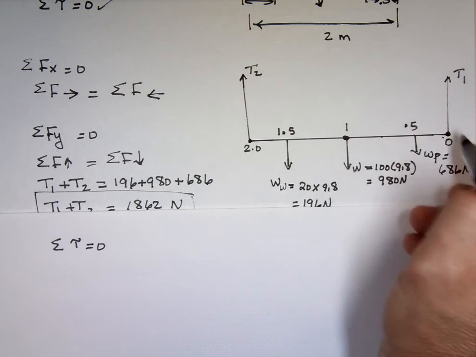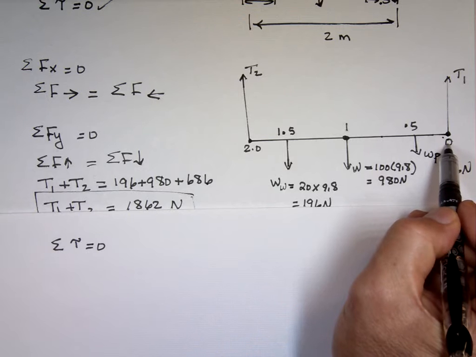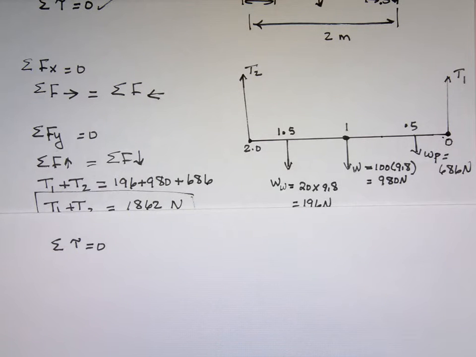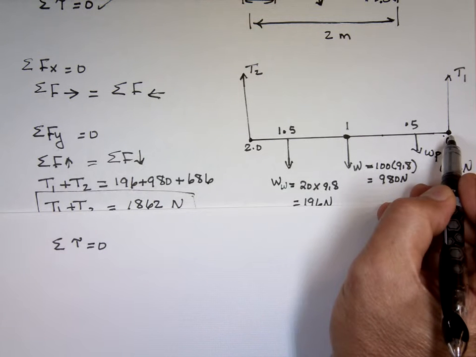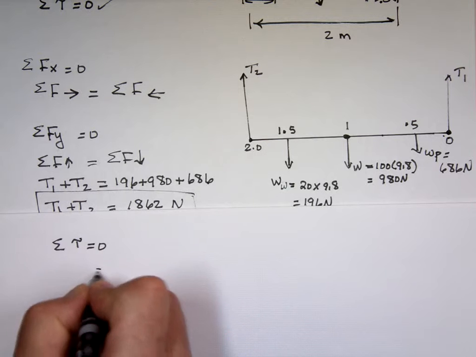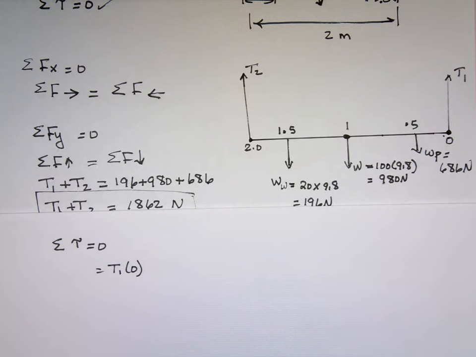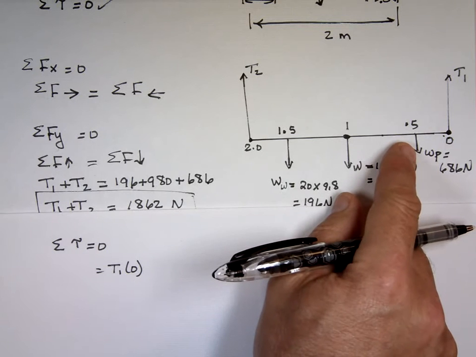T1 has 0 torque. Why? What is the distance between T1 and the pivot point? 0. Any force that goes through that pivot point has a 0 torque. So it's going to be T1 times 0. Don't worry about it. It's not going to do anything. It's gone.